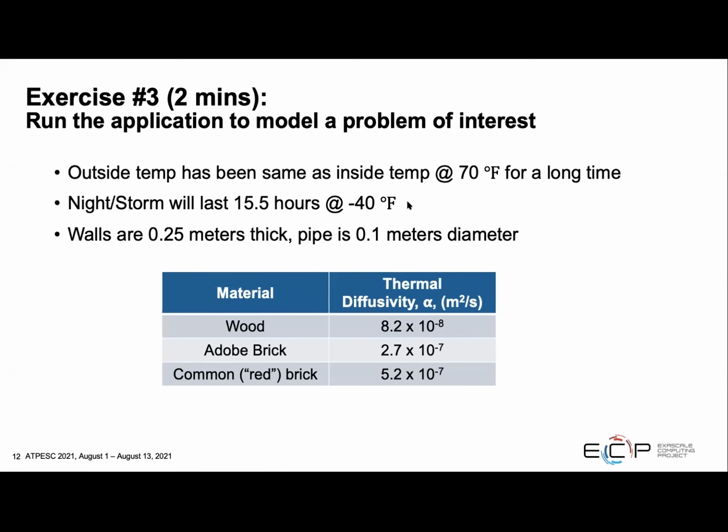We originally said the problem we want to solve is, will our pipes freeze? So the outside temperature has been the same for a long time. So the initial condition is a constant 1. There's a storm overnight that drops the outside temperature to -40. Dimension of the walls, dimension of the pipe, and we're going to start doing this with wood as the material at first. And how does the run command for this look like? Let's take a look.